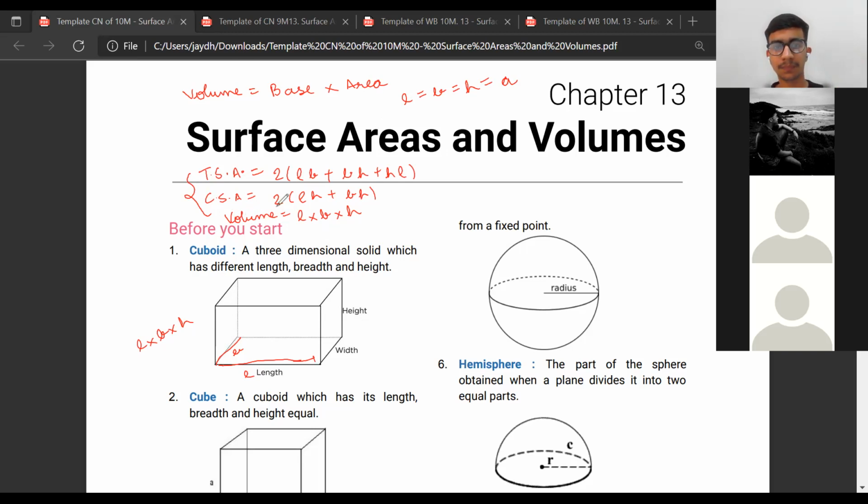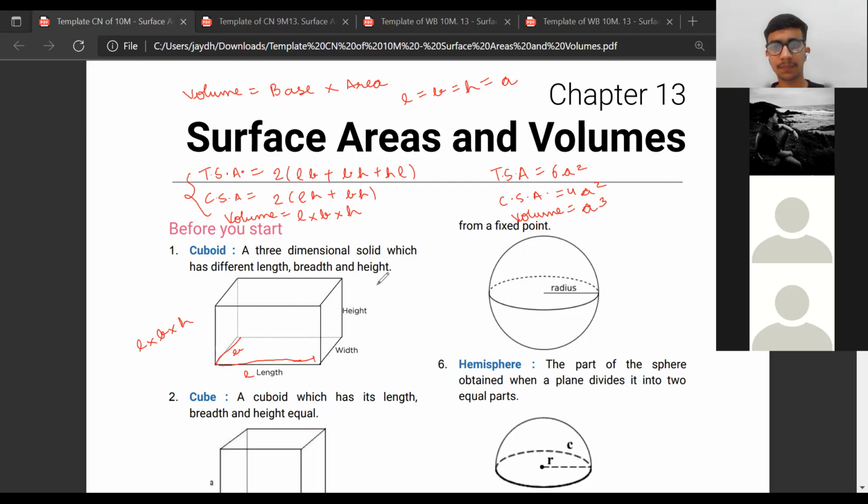TSA is 6A square, CSA is 4A square, volume is A cube. Exactly. TSA is 6A square. CSA is 4A square. And volume is A cube. Now, if I talk about the diagonal of a cuboid, what is the formula for the diagonal of a cuboid?